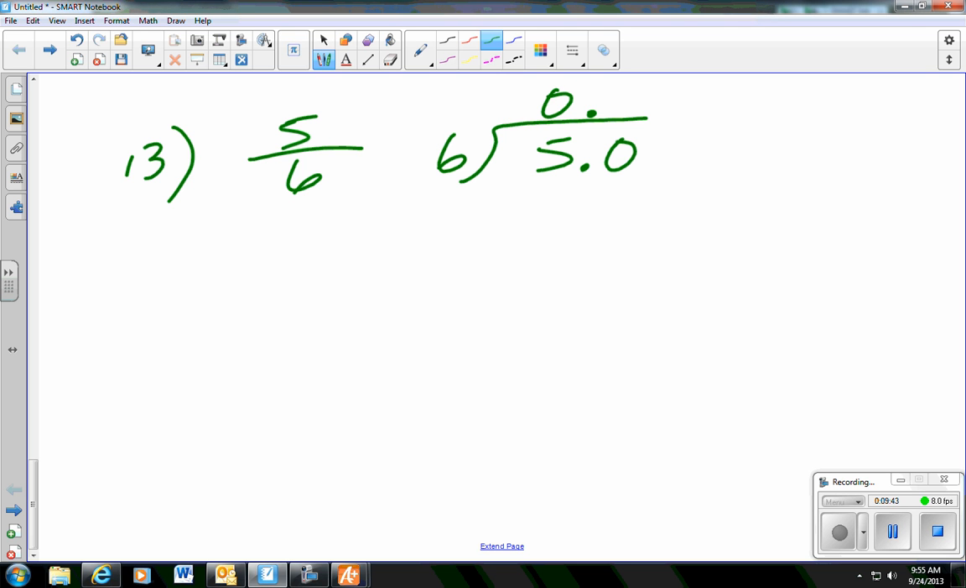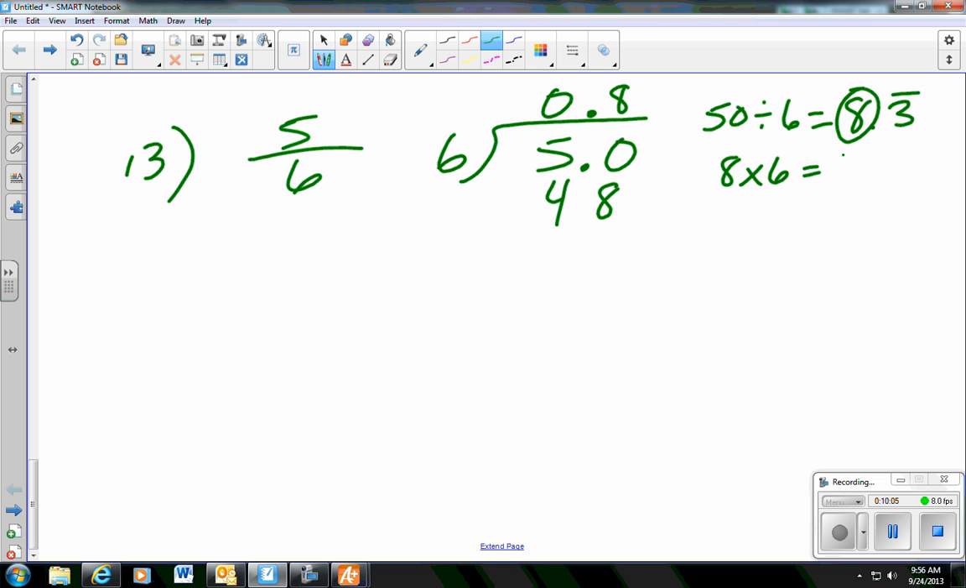6 goes into 5 0 times. 6 goes into 50. If you're not sure, again, do 50 divided by 6. And then you're only concerned with that whole number. So 50 divided by 6 is going to give us 8.3 repeating. But again, all we want is that 8 right now. So 8 times the 6 would be 48. If you need your calculator, use your calculator to do 8 times 6, it'll get 48. Subtract and you get 2.